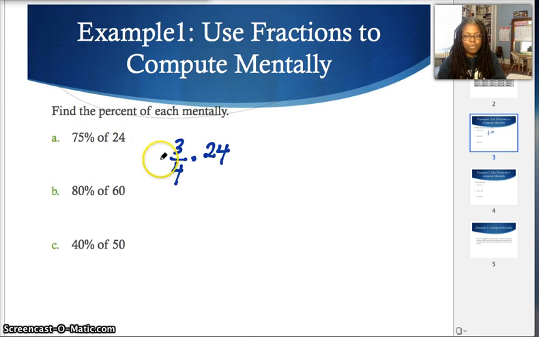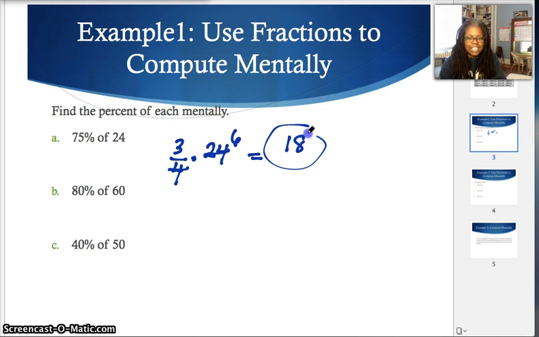And when we hear 3/4 of 24, we know that that means to multiply. So we're going to multiply straight through. I can cross cancel, and that gives me a 6 here. 3 times 6 is 18. And yes, the expectation is that you can do that in your head. So 18 is 75% of 24. Let's take a look at this one.